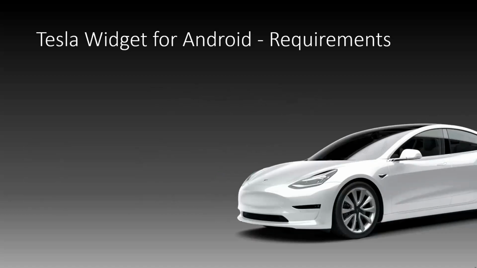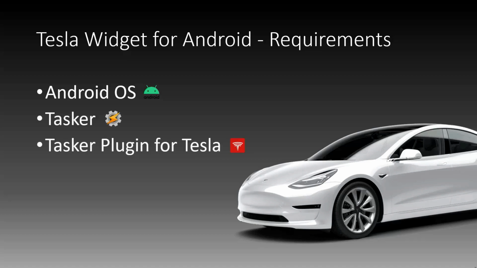But first, the requirements. You will need an Android phone. You will need Tasker. You will need a Tasker plugin for Tesla, and this is a special plugin that allows you to gather all the metrics from your car and publish those in Tesla. And the final thing you need is a KWGT or custom widget, the Pro version. You need the license version, and that's the one that you can actually build your widget with. You also will need some basic understanding of Tasker and custom widgets and how they work.